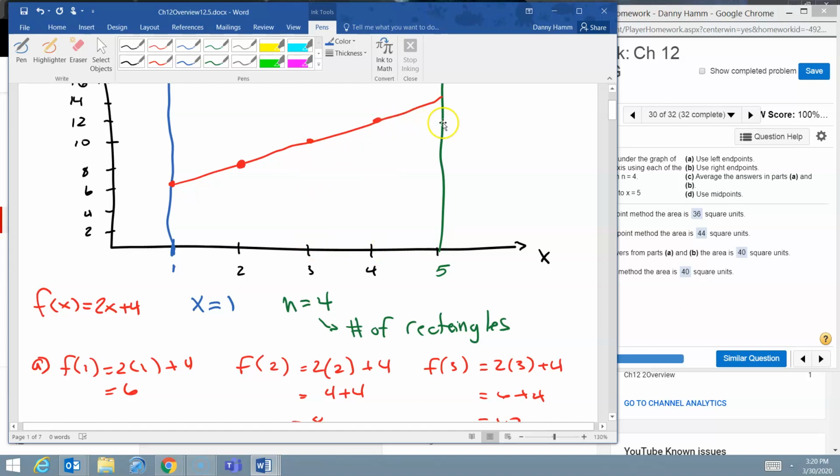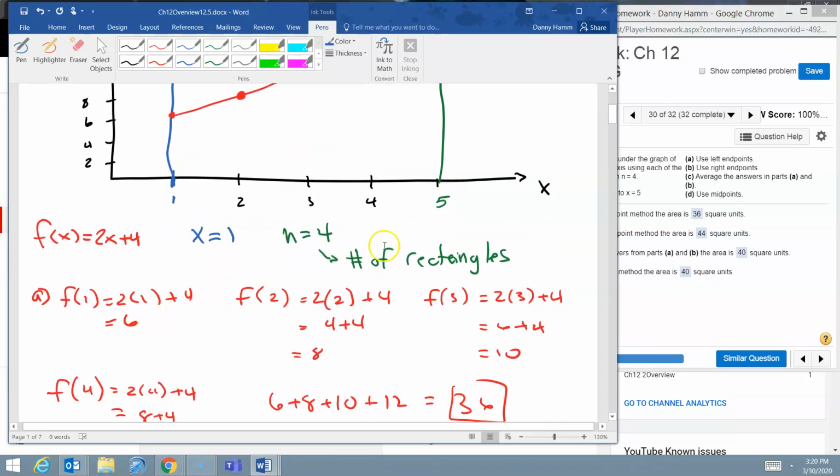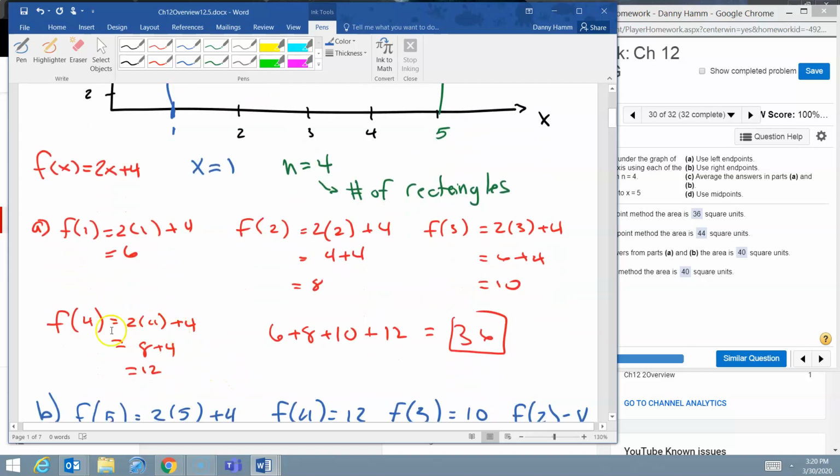And so what can be confusing about this is like, well, I have 5 values here. How come I'm only plugging in 4? And that's why we have this n equal to 4. So we start with the furthest most left, 1, and we're excluding the furthest right. So you won't see an f of 5 here. So we simply plug these in.